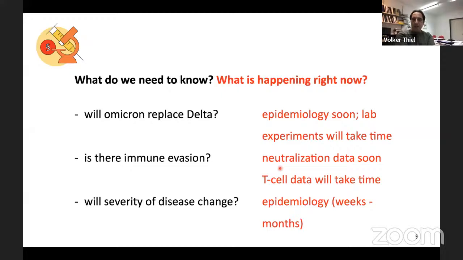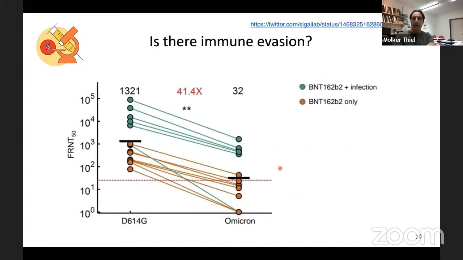The second question is the immune evasion. So neutralization data are expected soon, but actually that was a slide I prepared yesterday. And as you know, overnight we've seen at least part of the answer to this question, is there immune evasion? And this is from Alex Sigal from South Africa, the first data on neutralization.